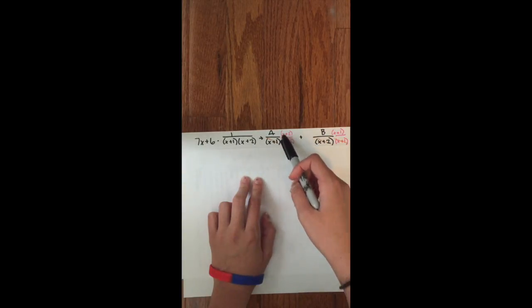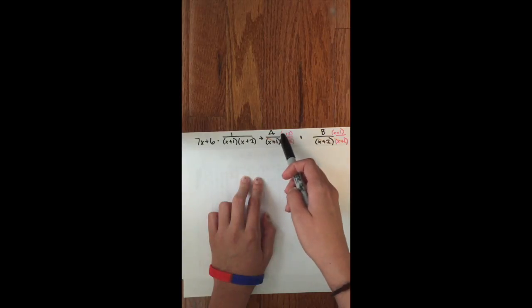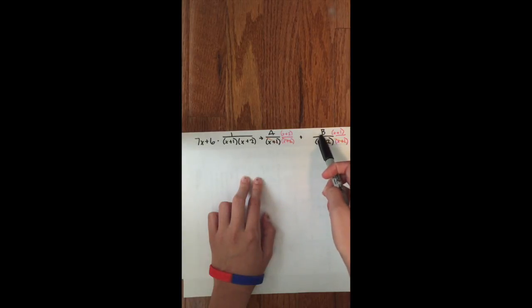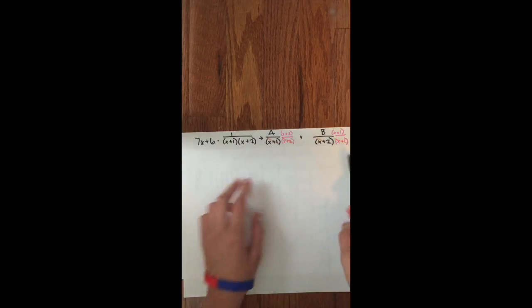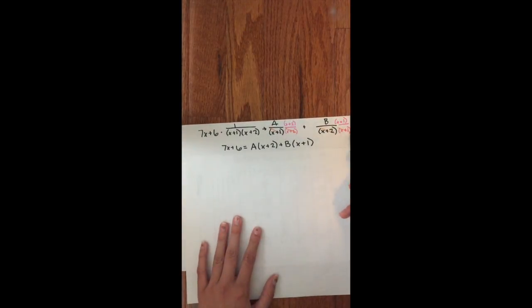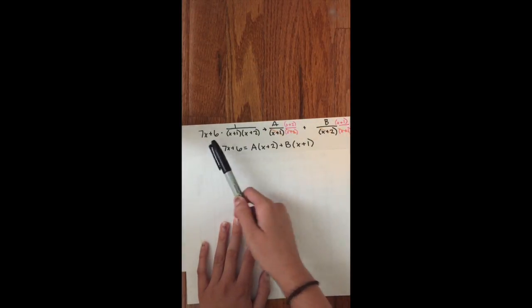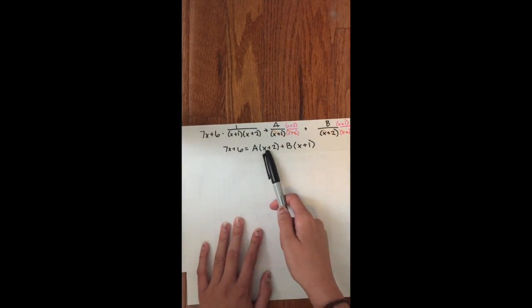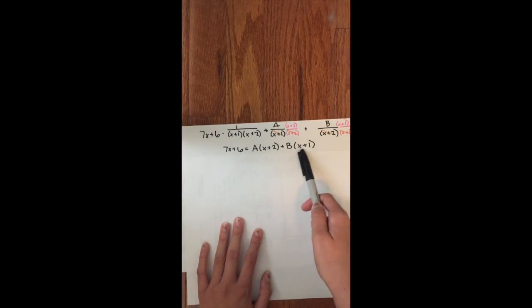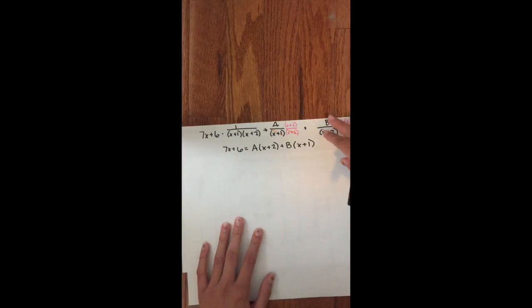Now we multiply each by the opposite denominator. So A is going to be times x plus 2 and B is going to be times x plus 1. The bottoms cancel out, and you're left with 7x plus 6 equals A times x plus 2 plus B times x plus 1. And as you can see, they went with the opposite denominator.